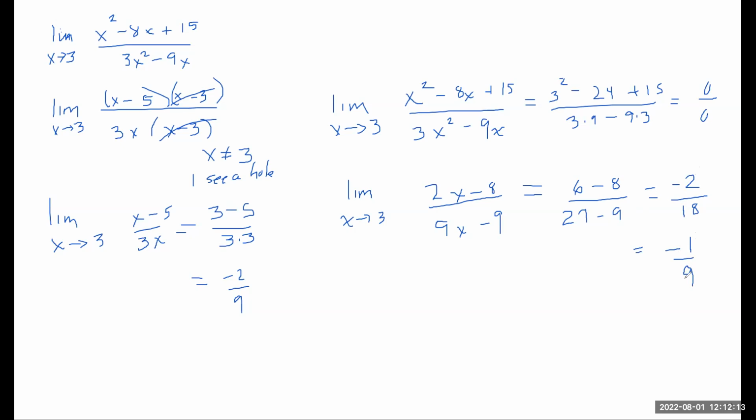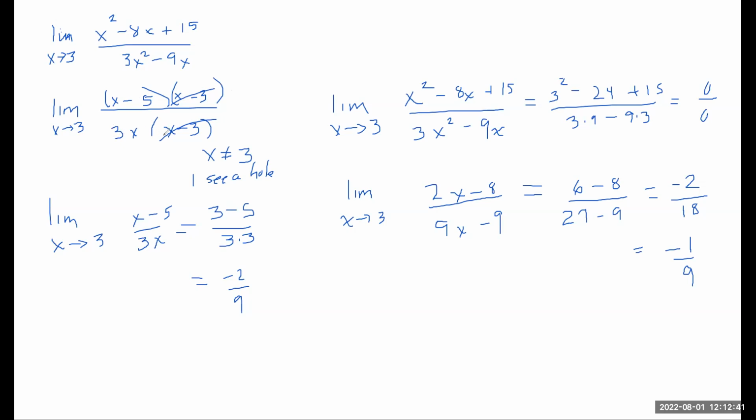Okay, now this answer is not the same. So what I have to do is go back, and you have to go back, and we have to figure out what did I do wrong. X squared minus 8x plus 15 over 3x squared minus 9x can't have 2 different answers. Did we factor this correctly? Yes. X minus 5 times x minus 3. Did I factor the denominator correctly?